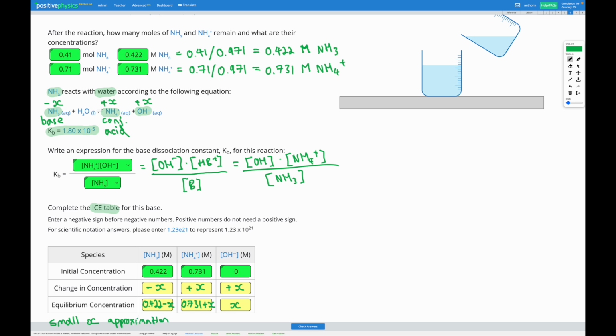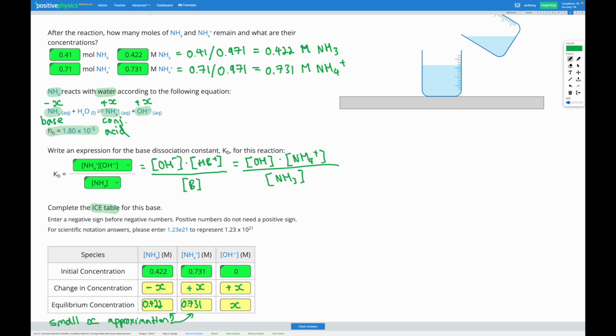The small x approximation tells us that if we add or subtract a really small number, x, from a bigger number, it's basically not going to have any effect on the bigger number because x is so small. So for both our NH3 and our NH4 plus equilibrium concentrations, we're just going to get rid of the minus x or the plus x and say that our concentration is going to be unchanged from the initial. Because that change, x, is so small, it's not actually going to affect our number. That is going to help to make our algebra a lot simpler.